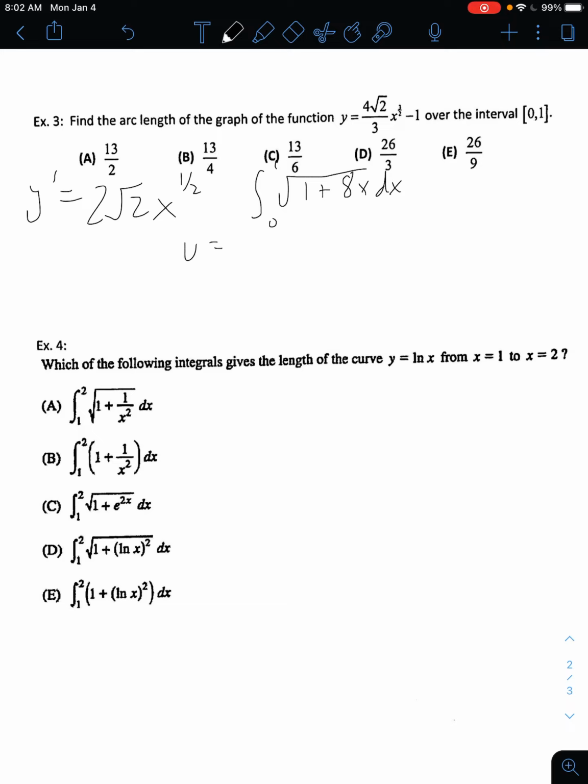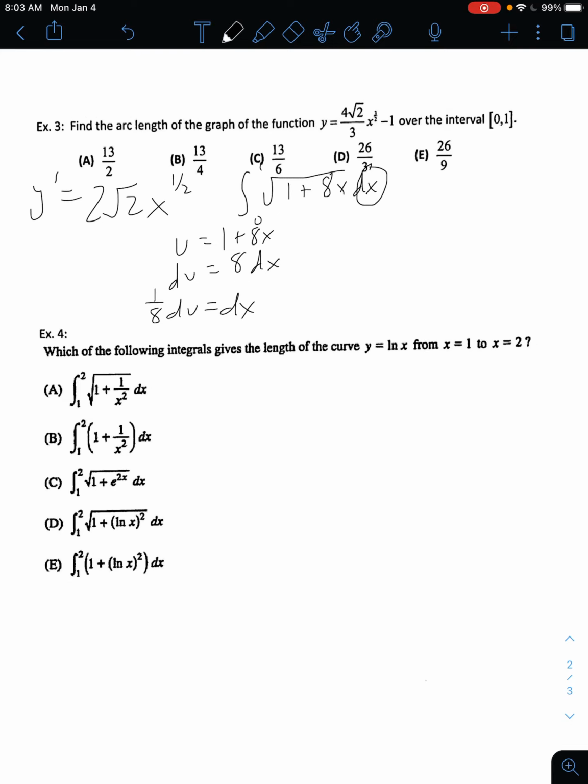So u equals 1 plus 8x. So du equals 8 dx. Hopefully this is ringing a bell. So now we have 1 plus 8x is u. We're trying to replace dx also, so we have to divide by 8. So 1/8 du is dx. All right, so now I have my replacements.